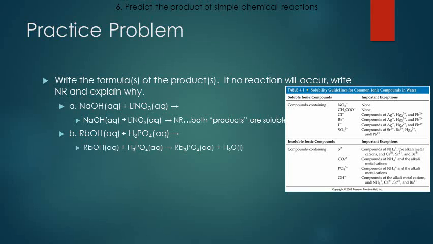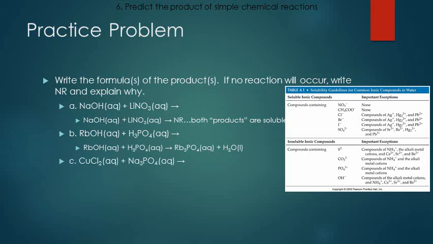Here your products would be rubidium phosphate, which is in fact soluble. Phosphates are generally insoluble, however, just like in the last problem there, alkali metal cations is listed as an exception, so that would be aqueous. The reason this reaction does occur is because of the water that gets formed. Okay, notice we have a hydrogen ion combining with a hydroxide, so this is another example of one of those water-forming reactions.